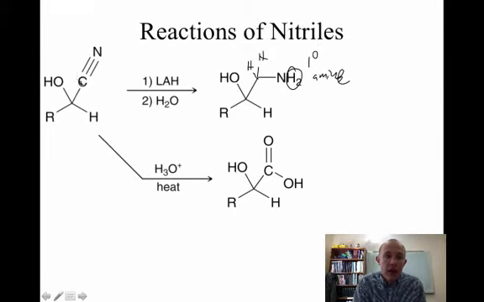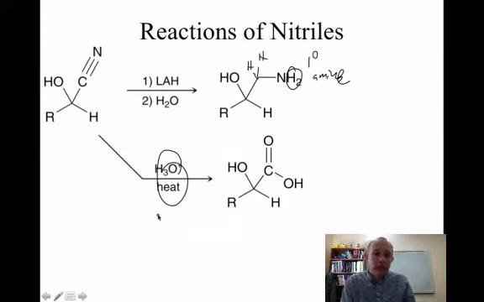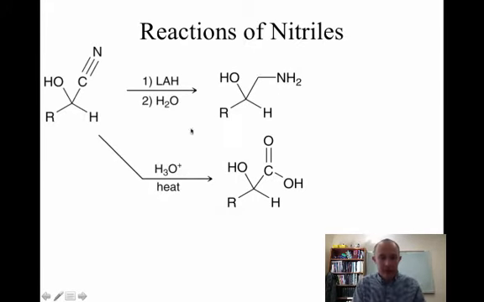Or you can hydrolyze a nitrile to get a carboxylic acid. So this gives you what we call an alpha hydroxy acid. So this carbon becomes the carbon of our carboxylic acid in the presence of dilute acid and heat.